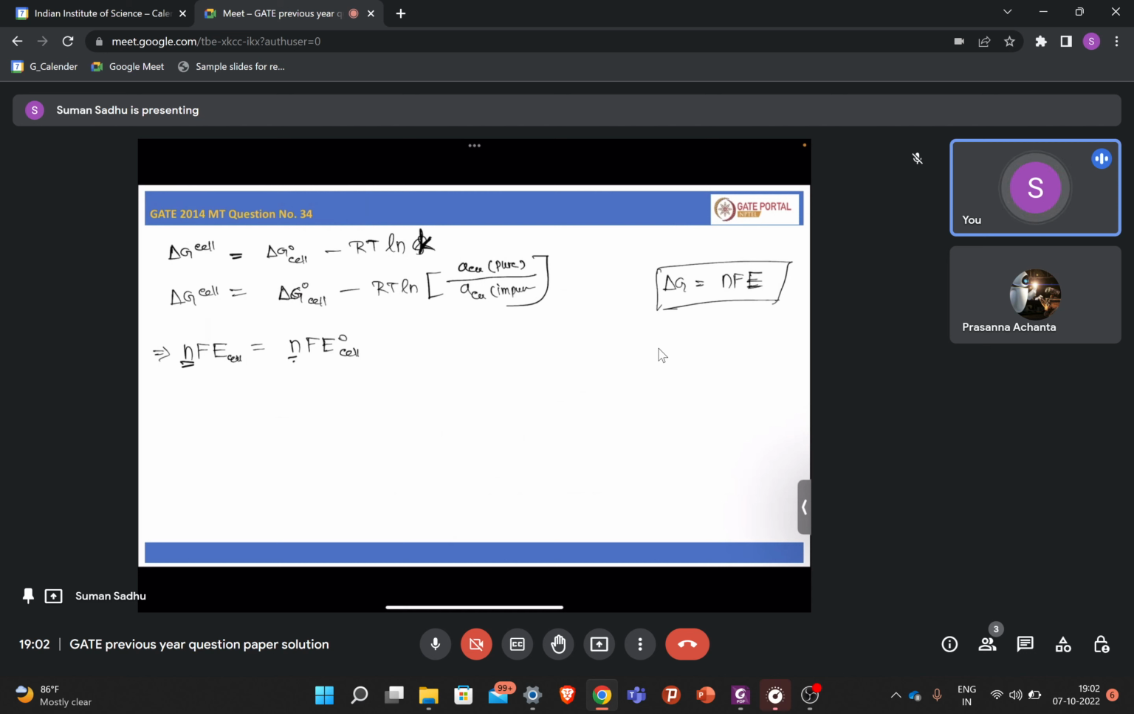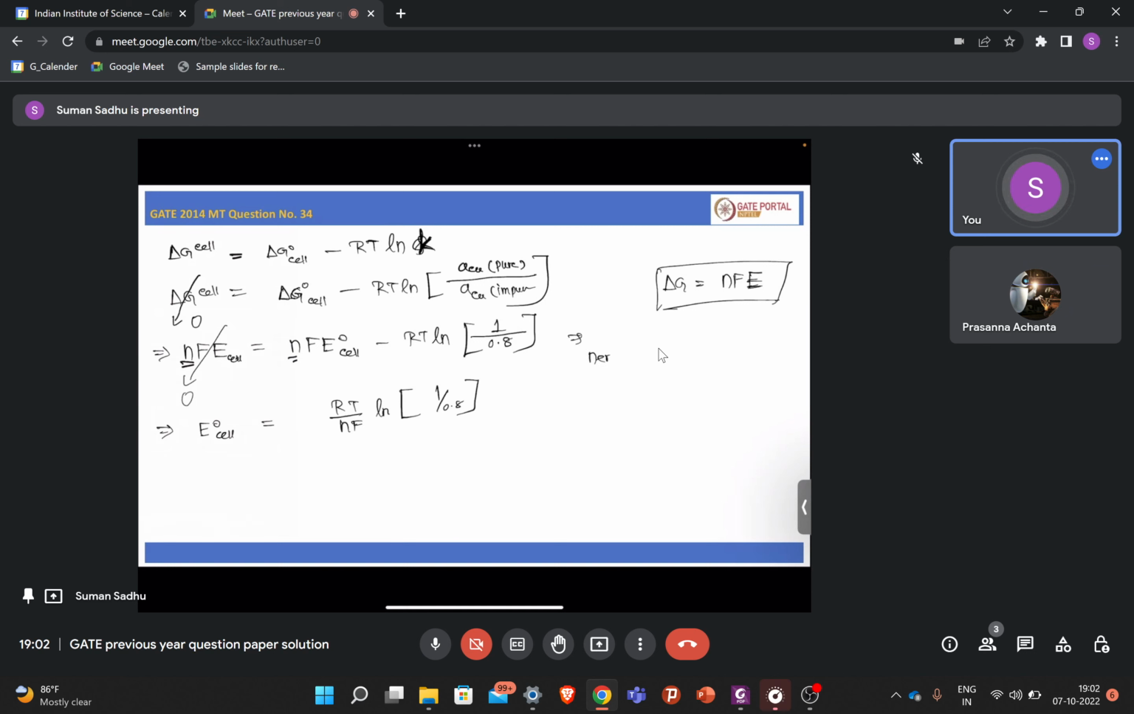Now at equilibrium your delta G of the cell will be 0. So this part will be 0, and this will be minus RT ln Q. Now the activity of pure copper is 1. Activity of any pure component is 1, and the activity of the impure copper is 0.8, which is given to us. Now we can calculate E cell. E cell is RT by nF ln 1 by 0.8. This is also called the Nernst equation.